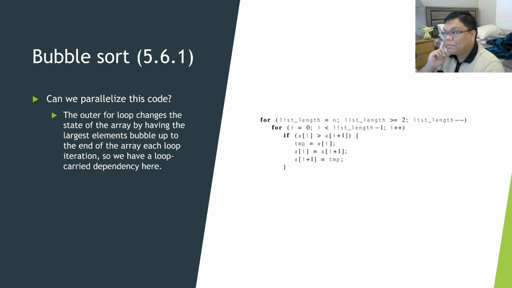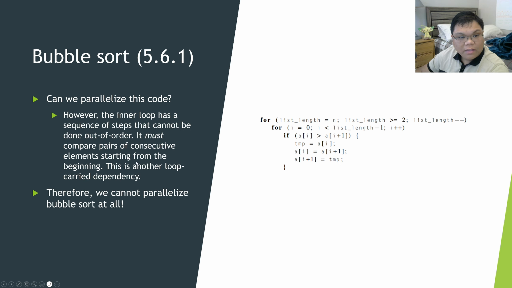What about the inner for loop? Well, it turns out we can't do that out of order either, because we need to do these consecutive swaps in order, starting from the beginning and ending at the end. The inner for loop has a sequence of steps, and it cannot be done out of order. It must be done with consecutive pairs of elements, starting at the beginning and then ending at the end. So we have another loop carry dependency. Therefore, bubble sort is the kind of program that we cannot parallelize at all.